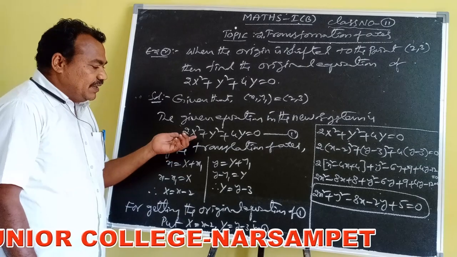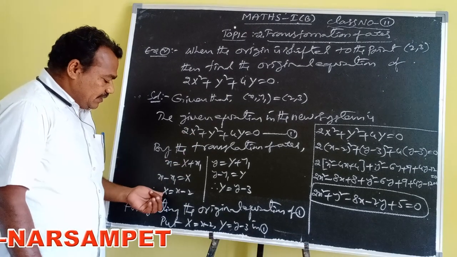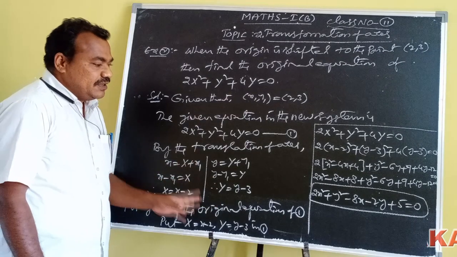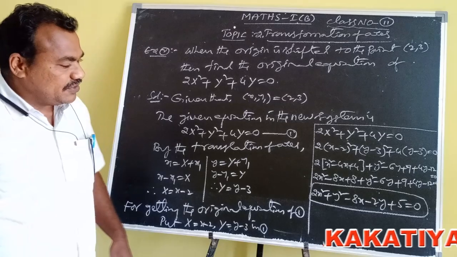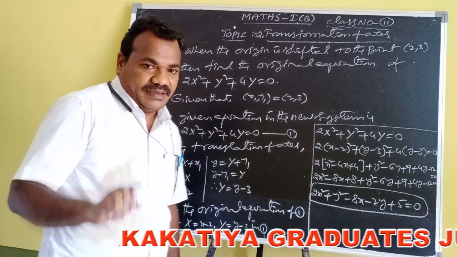From the given transformed equation, we substitute the capital X value and capital Y value. After simplification, we get the old system equation in terms of the old variables, small x and small y.